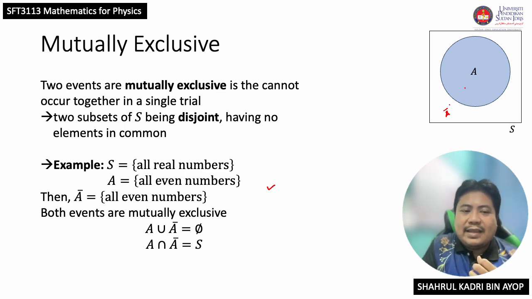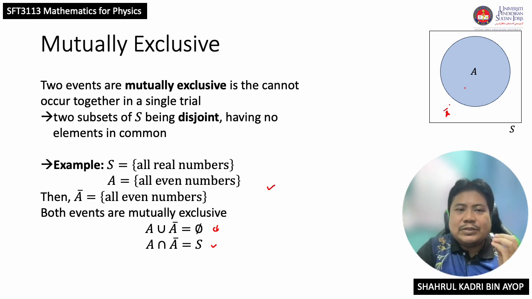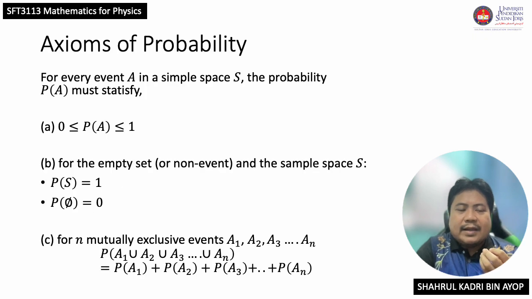So set A and set A prime have nothing in common, so the intersection is the zero set, the empty set. And if we combine them together, we get the sample space itself. So remember, two events that are mutually exclusive cannot happen together. That is what we call mutually exclusive. Okay, so let's look at the axioms of probability.